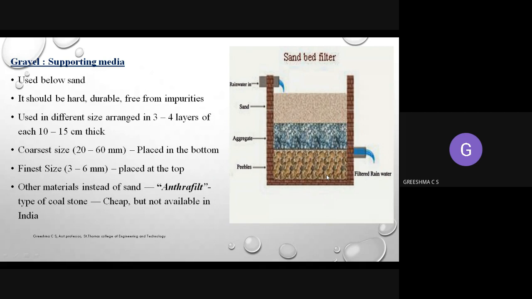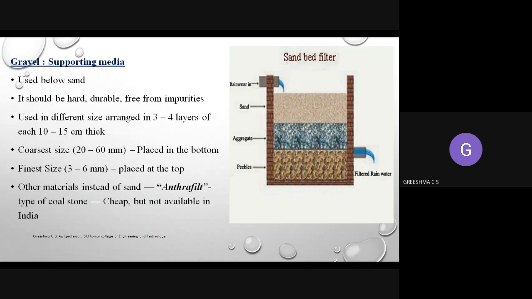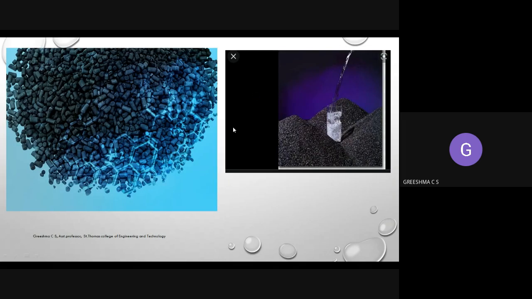Different types of coarse materials are there. One of the most important coarse materials is anthracite. Anthracite is very cheap, but it is not available in India. This is anthracite. It is a material obtained from coal, derived from coal.